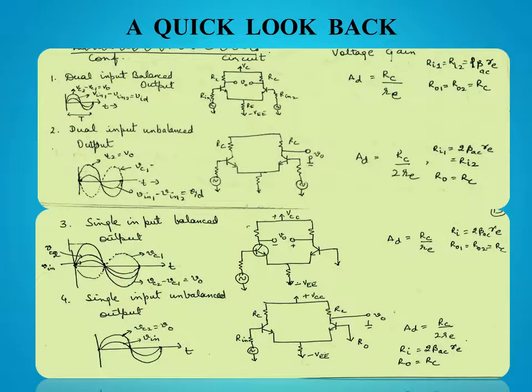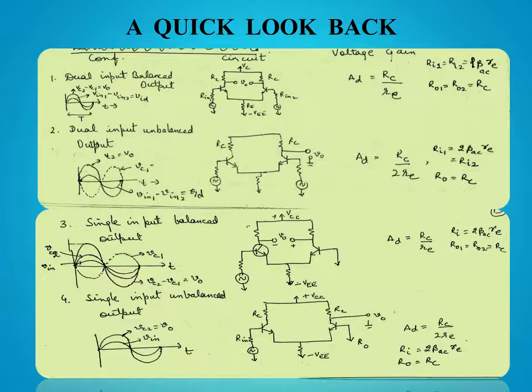These are four diagrams of four configurations of differential amplifier. The first configuration is dual input balanced output. Here voltage gain is given by RC upon small re. Second is the dual input unbalanced output. Because the output is unbalanced, the gain reduces to half. So the gain is RC upon 2RE.